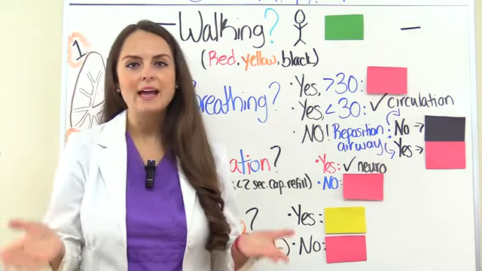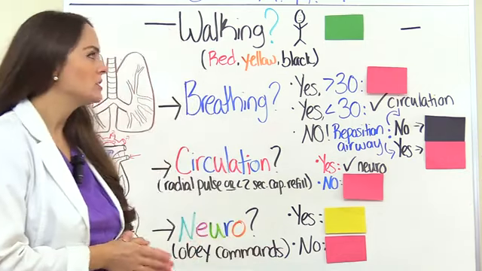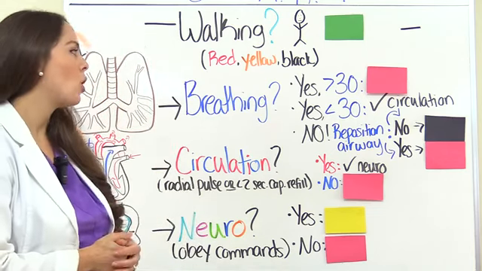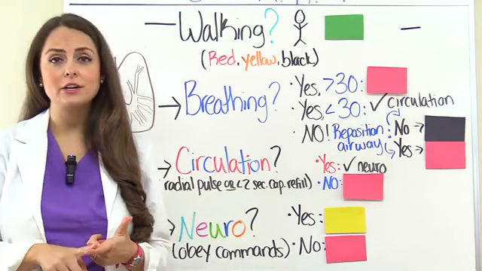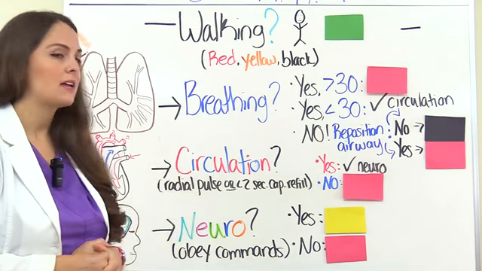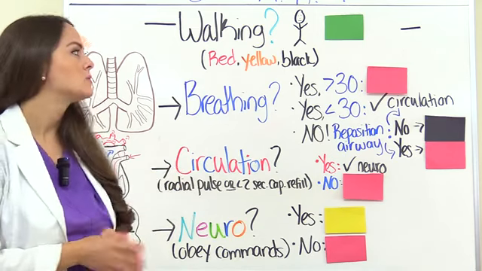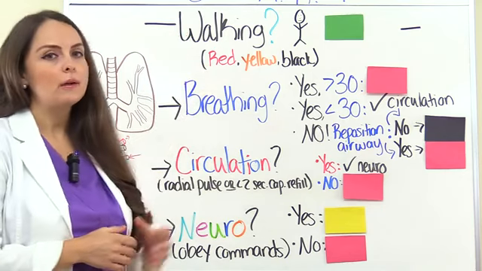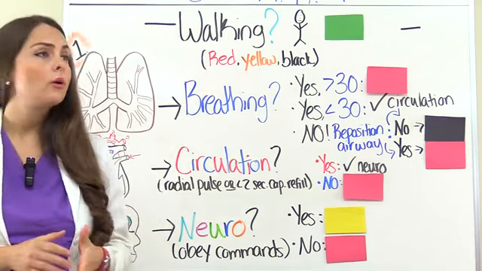So let's quickly recap the START method. So a patient is only going to be tagged green with this method if they are up and able to walk around, because this tells us they're breathing, they're circulating, and they have a mental status neuro system that is working. And that's for patients who are only walking. Now, patients who are unable to walk, they're either going to be red, yellow, or black.